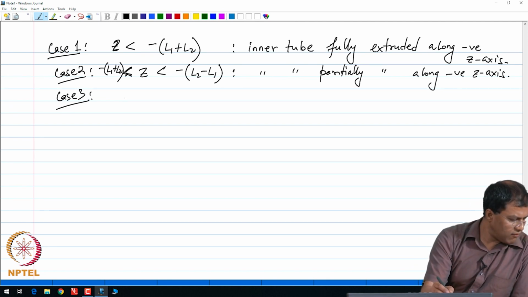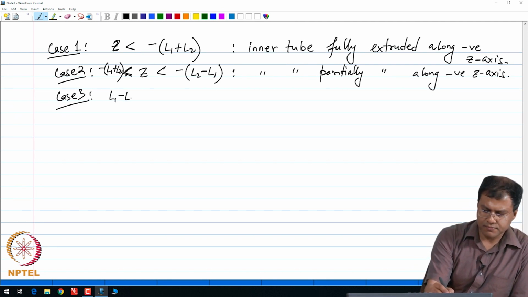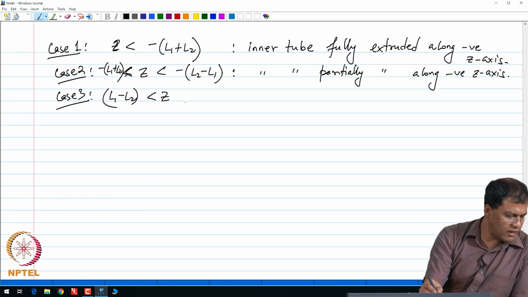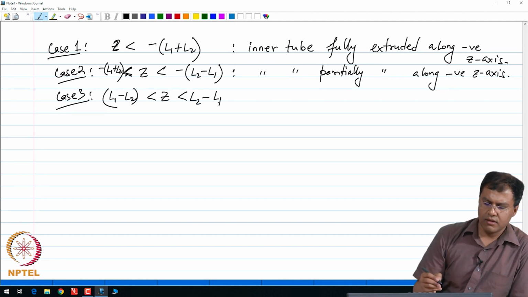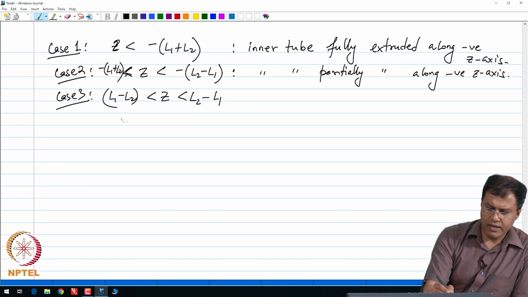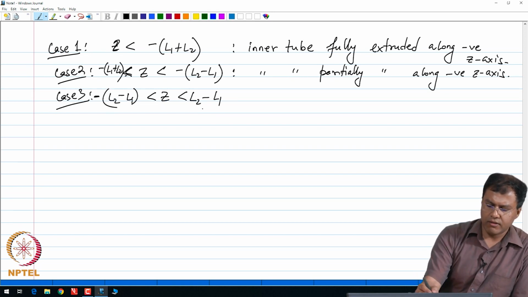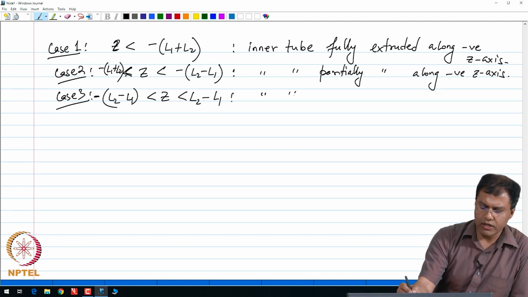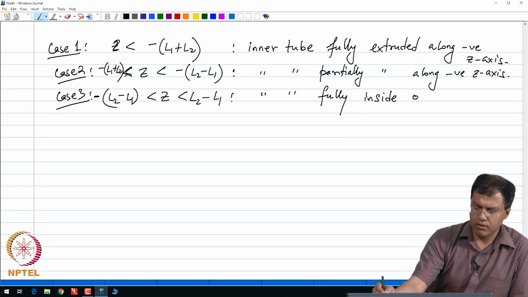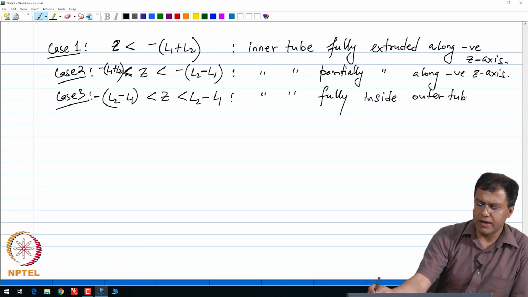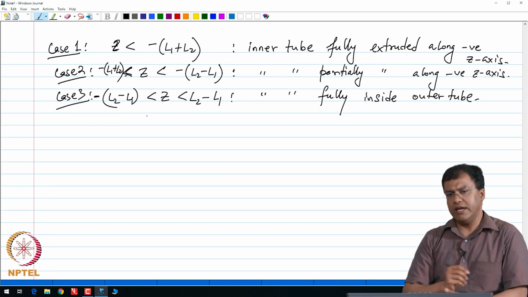So, suppose I have that z is between L1 minus L2 to L2 minus L1, right. So, let me write it in the minus form: L2 minus L1 with a minus sign, and then it is with a plus sign. So, here I have the inner tube fully inside the outer tube, right. So, these are my various positions of the center of the inner tube.